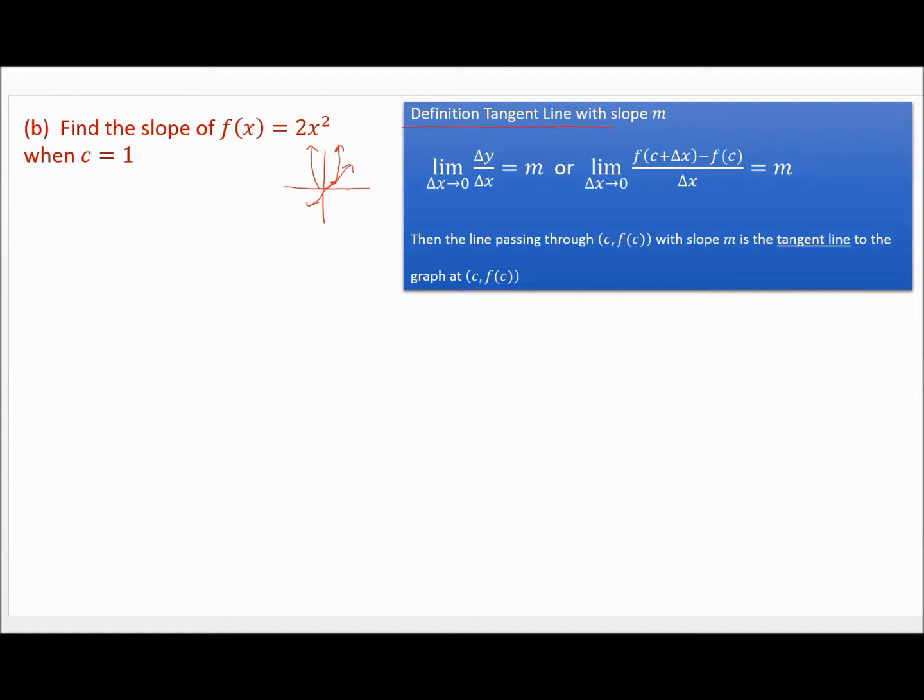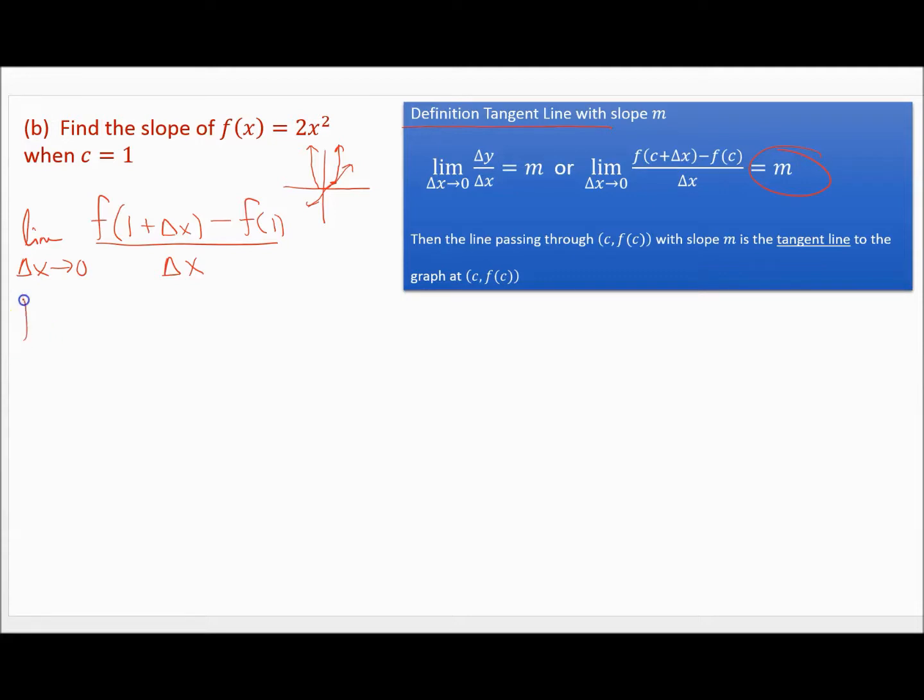So what we're going to do is use this definition. I'm going to take the limit as delta x approaches 0 of f of, now my c value is 1, so 1 plus delta x minus f of 1, because that's my c value, all divided by delta x. Now remember what that finds. That's going to find the slope of the tangent line. And that's all this problem asks for, is what is the slope of the tangent line.